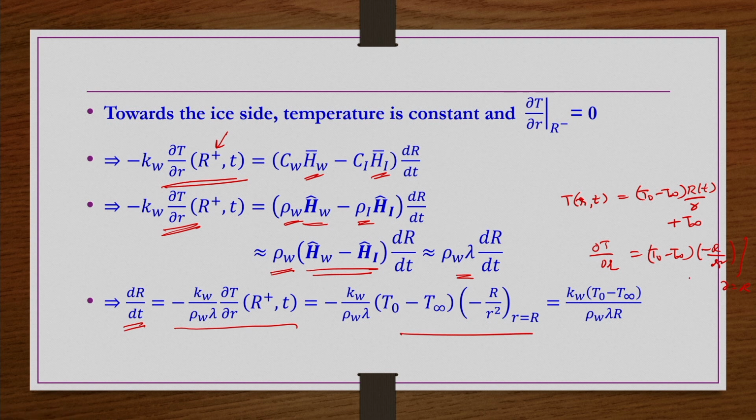Capital R, that is a function of time. So, as it is we are writing here. When you substitute small r equal to capital R, you will get 1 by capital R. So, that is kW by rho W lambda R multiplied by (T naught minus T infinity). This is the relation for dr by dt. Okay.